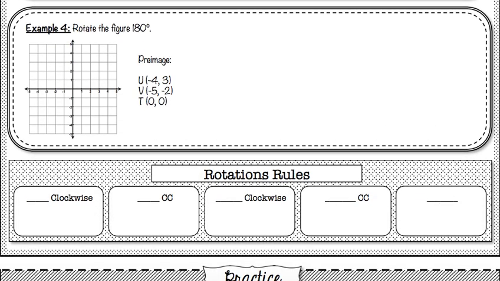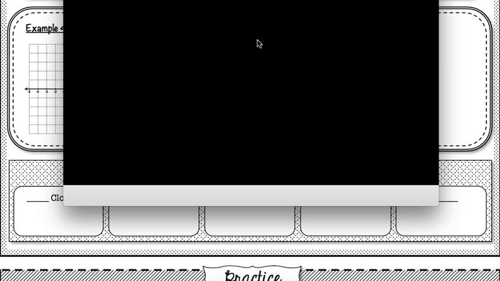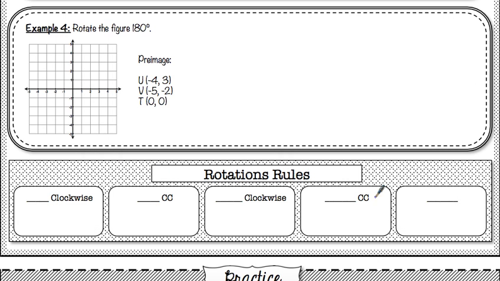Let's look at another example. Example 4 says rotate the figure 180 degrees. So I'm going to go ahead and graph this pre-image. It says negative 4, 3, negative 5, negative 2, and 0, 0. Let's connect the dots. Okay? And then I'm going to rotate 180 degrees.